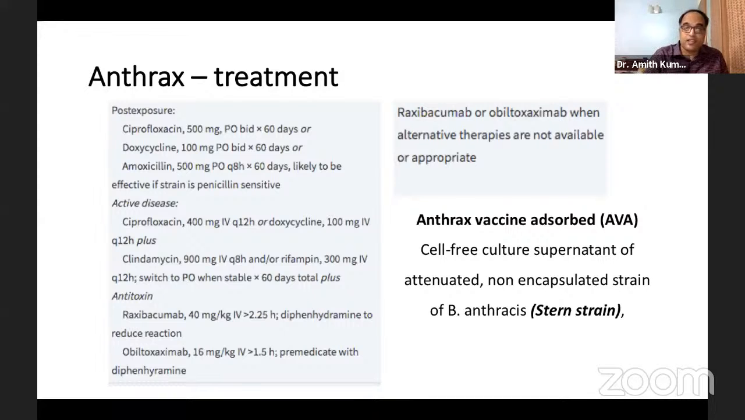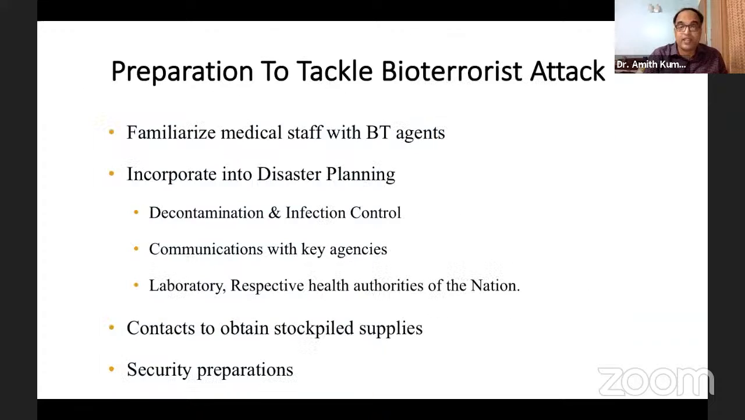That's the Sterne strain. So in preparing to tackle a bioterrorist attack, we should always familiarize the medical staff with the bioterrorist agents. If there is a suspicion, we have to zero in on what kind of agent may be used so that we can plan the activity, that is, decreasing the exposure and managing the signs and symptoms of whatever exposure has already happened. Then incorporate into the disaster planning decontamination and infection control, communication with key agencies, laboratory, respective health authorities of the nation, then contacts to obtain stockpile supplies, and security preparations.